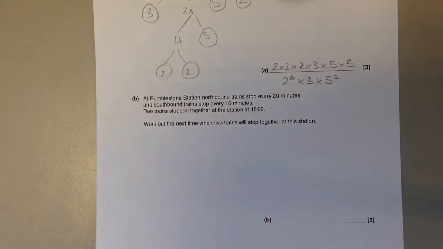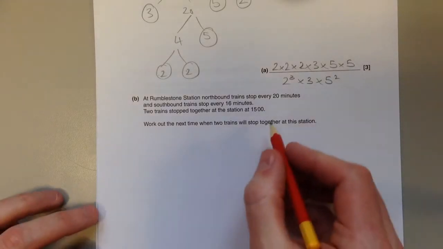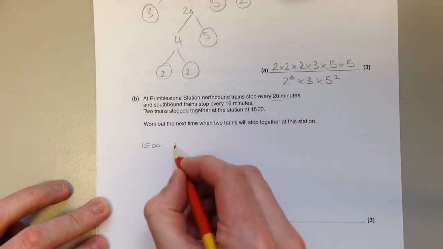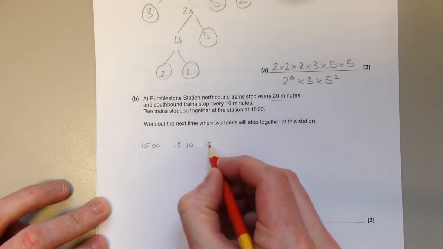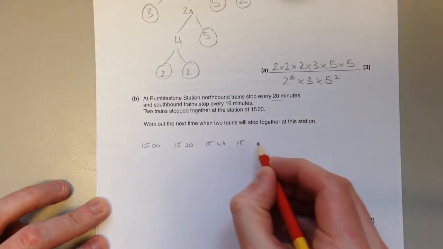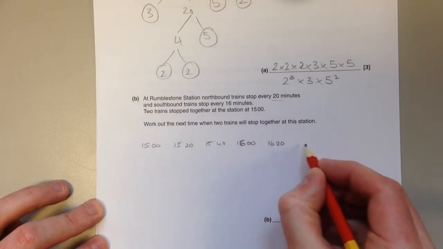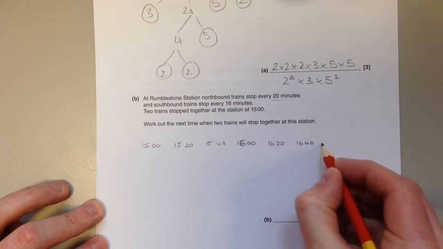B, two trains stop every 16 minutes and every 20 minutes. They stop together at 3 o'clock. What's the next time that they'll stop together? So let's go through the first one. 3 o'clock, then 20 past, and then 40 past, and then another 20 minutes will take you up to 4 o'clock, and then 20 past, and 40 past, and so on.